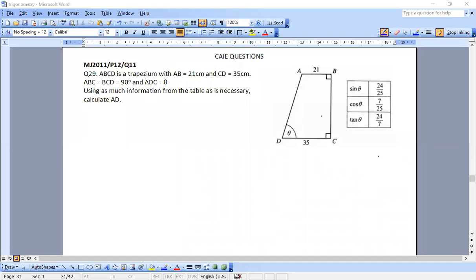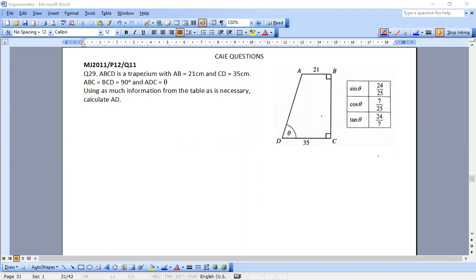ABCD is a trapezium with AB equal to 21 centimeters and CD equal to 35 centimeters. Angle ABC equals angle BCD equals 90 degrees, and angle ADC is equal to theta. Using as much information from the table as is necessary, calculate AD.